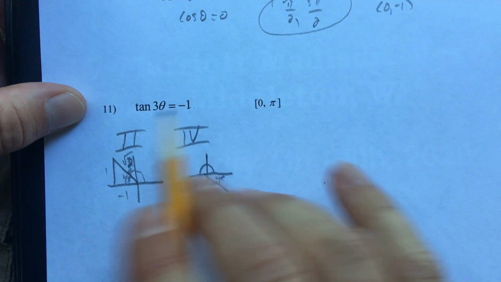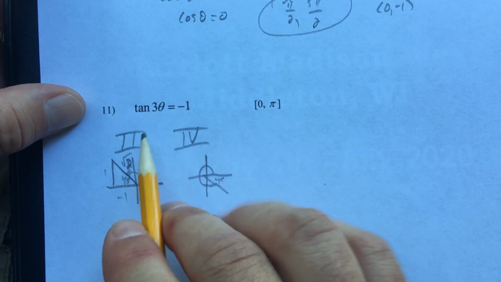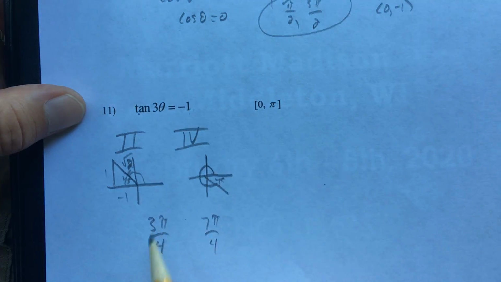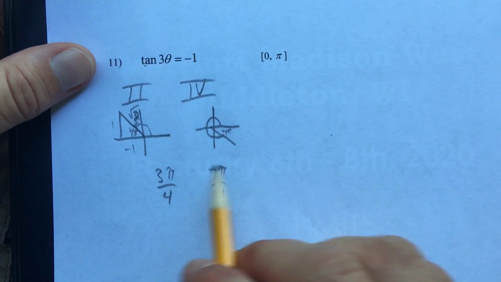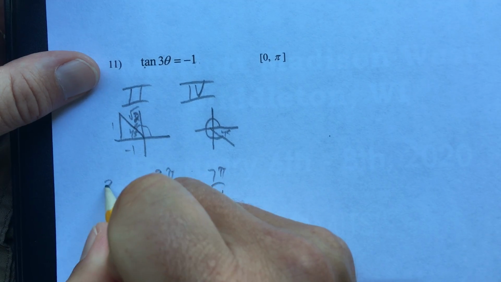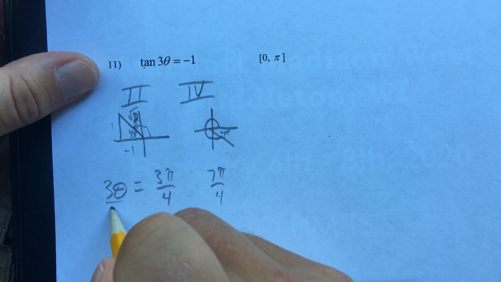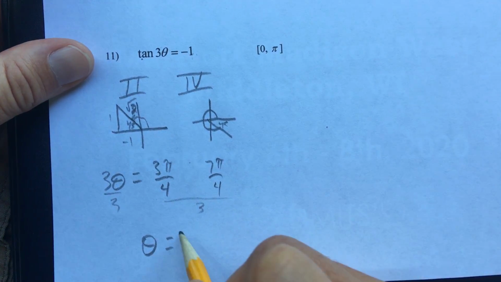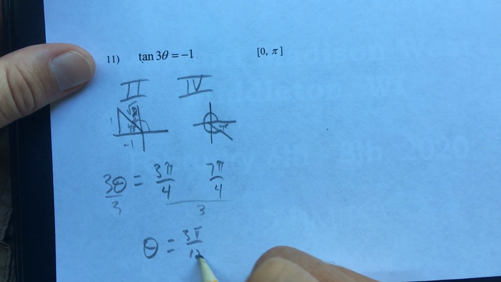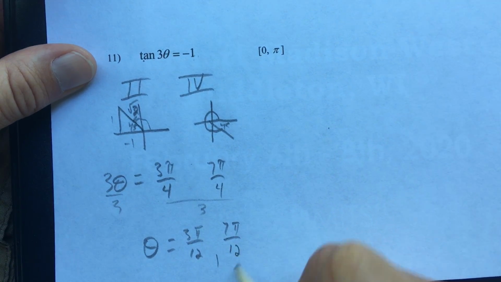Okay, so what we've done is we just forgot about the 3 theta. Don't even worry about that. When does tangent equal negative 1? When you take the tangent of 3 pi over 4 and 7 pi over 4. Now what we say is, well, then 3 theta could equal either of those, right? And then we divide by 3, and we get theta equals 3 pi over 12, or pi over 4, and 7 pi over 12. Okay?